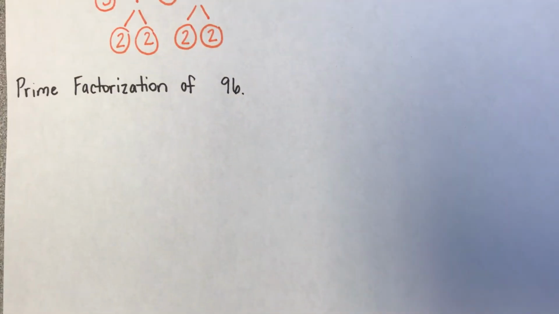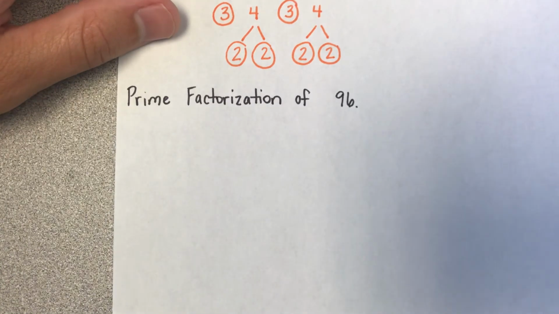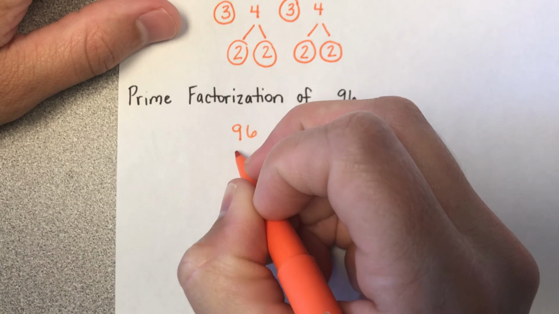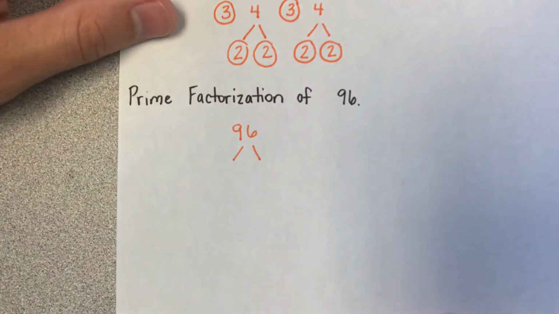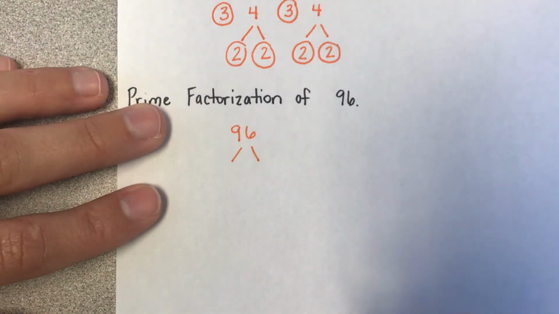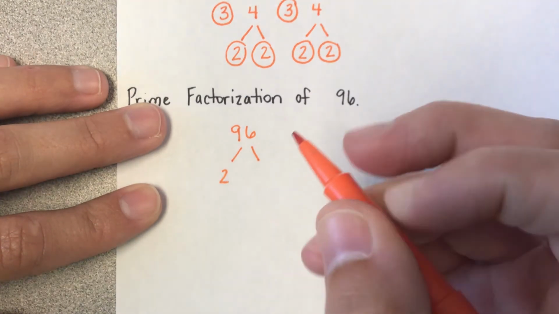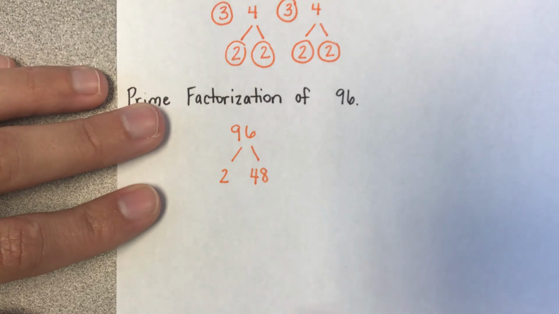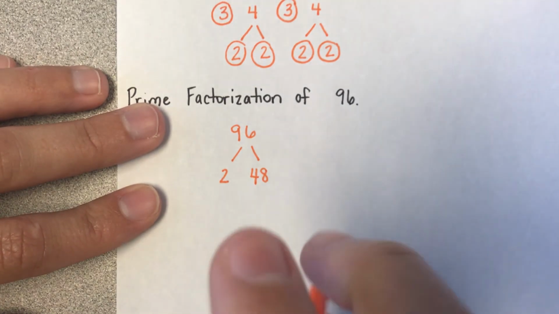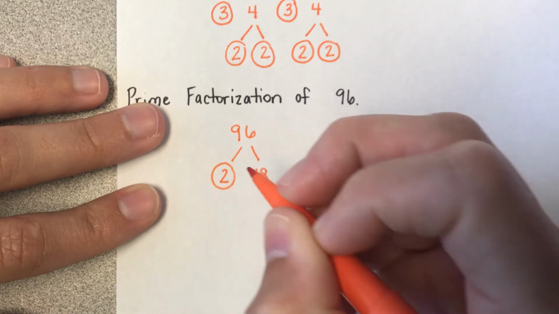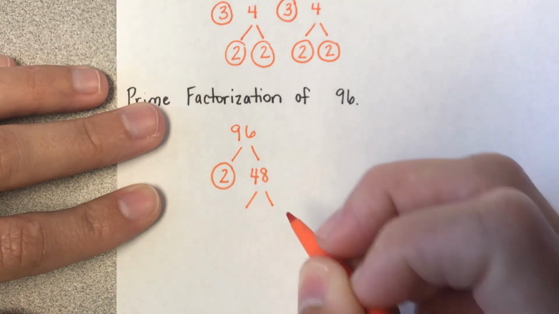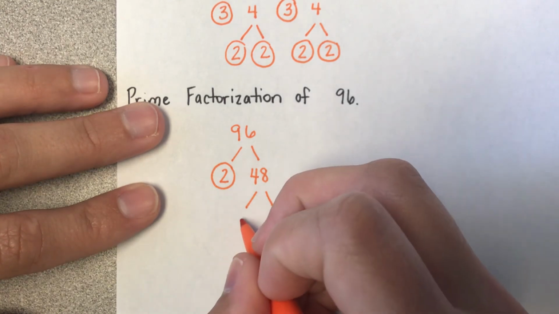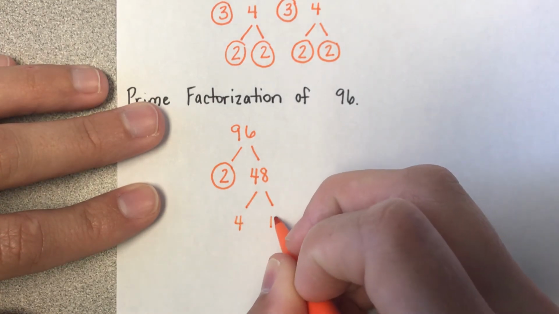Prime factorization of 96. Okay. So 96, composite number, which means I can break it down. It's even, so I know 2 has to work. So 2 and 48. Either one of these prime? Yes, 2 is prime, which means I can break down 48. Well, what gives me 48? The first thing that comes to my mind is 4 and 12.